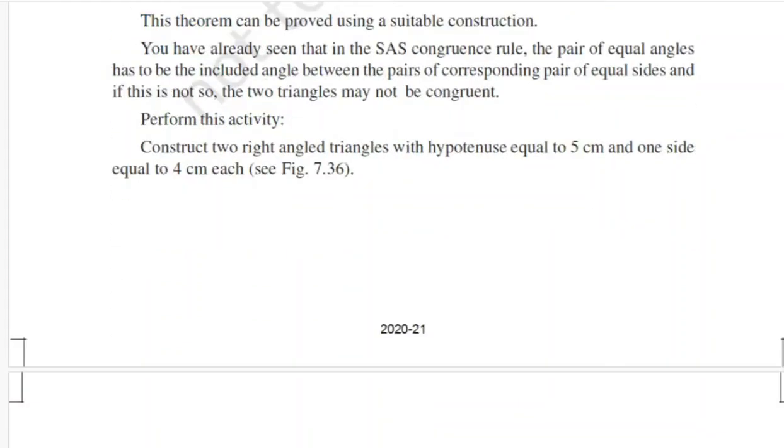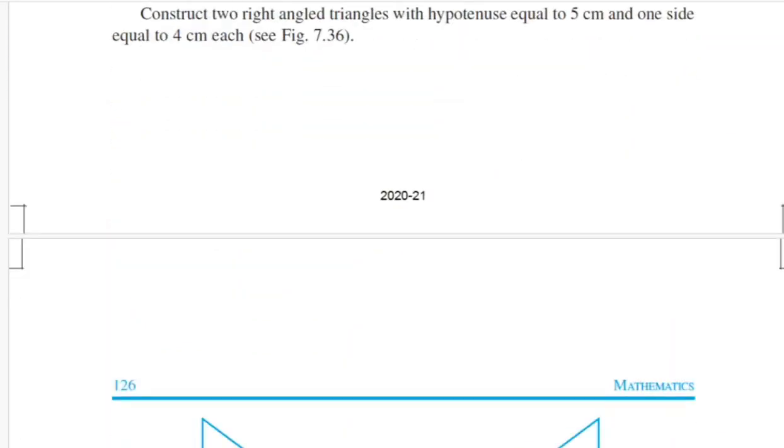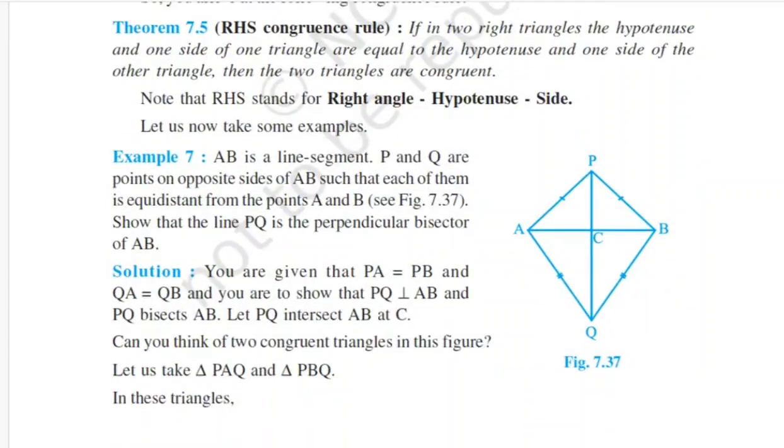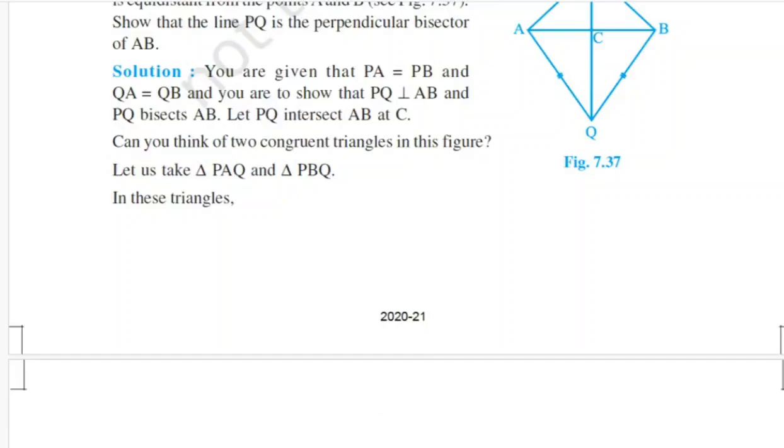Generally theorem 7.4, the SSS congruence rule, you can go through. Theorem 7.5 is the RHS congruence rule, which means right angle, hypotenuse, side rule. Go through all these questions also.